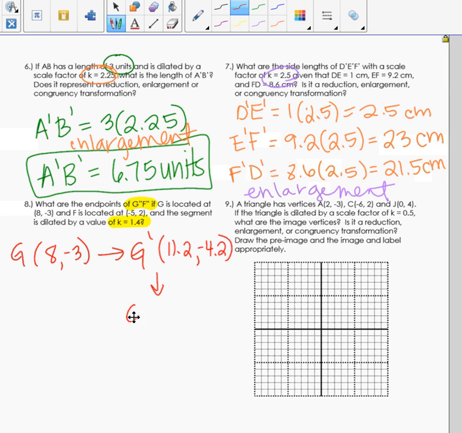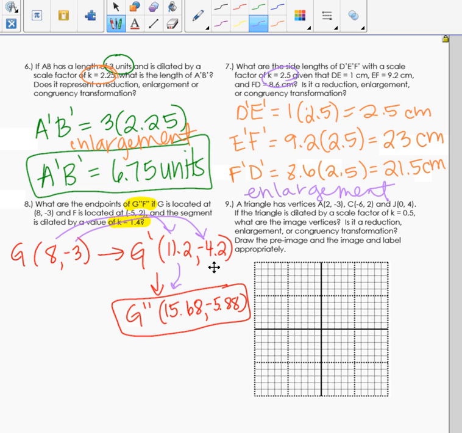But we want G double prime, so now you're going to take those prime points and multiply one more time. So 11.2 times 1.4 is 15.68. And -4.2 times 1.4 again is -5.88. So that is your final G double prime point. So we multiplied by 1.4 to get here, multiplied by 1.4 to get there. Multiplied by 1.4 here, multiplied by 1.4 here. Okay, obviously, hopefully some of you are thinking, hey, isn't that just 1.4 squared because I'm multiplying by 1.4 twice? You are right, it totally is, and yes, you can do that.